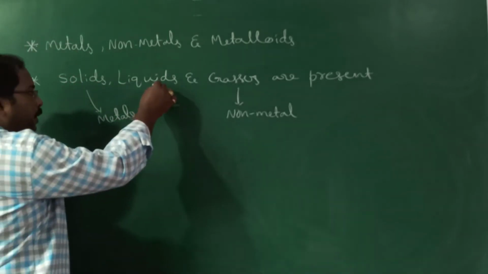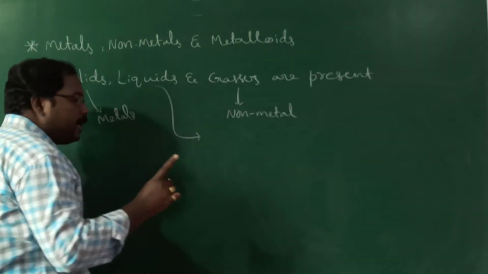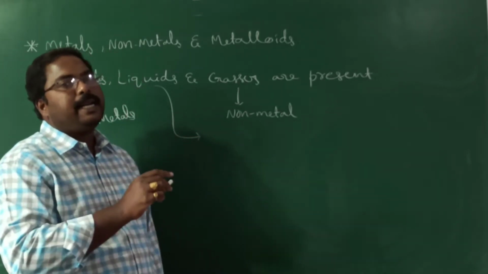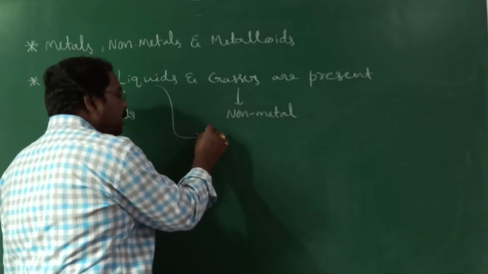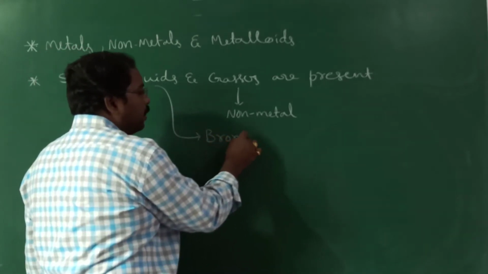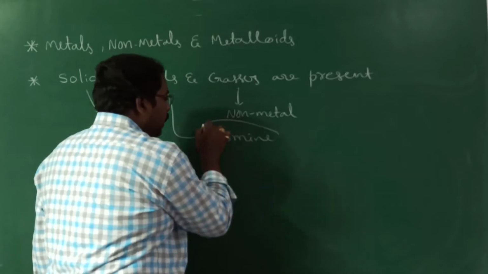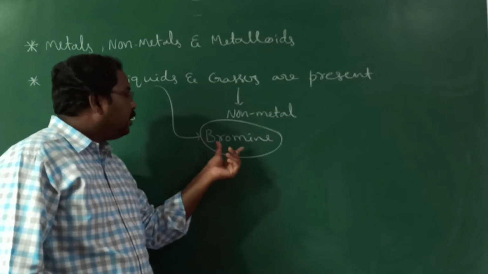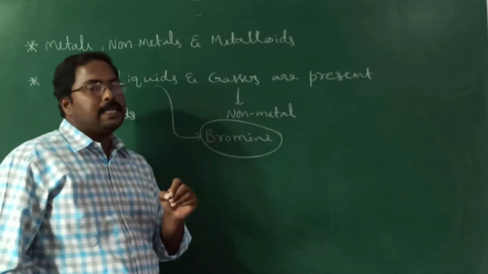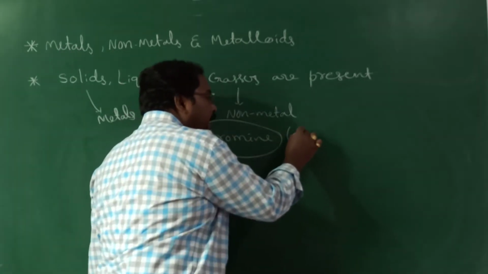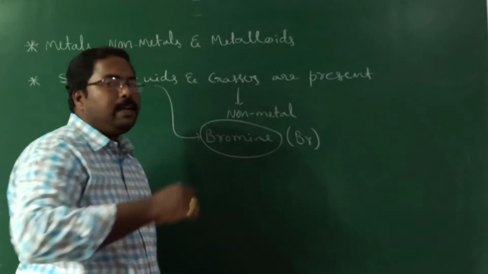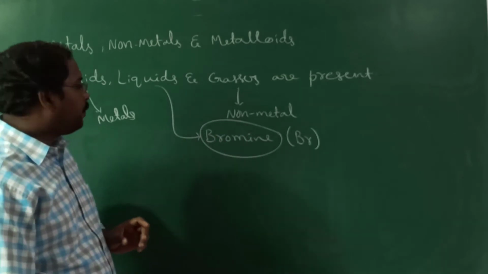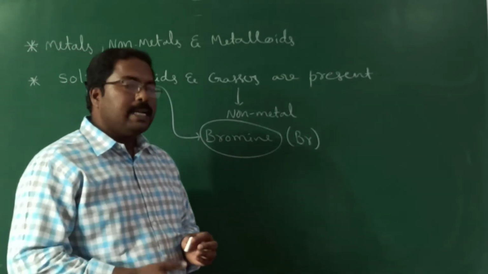But coming to the liquid, as I already told you, there is only one non-metal which is present in the liquid state at room temperature, that is bromine. Okay, right? Already we discussed this point. This is the only non-metal which is present in the liquid state at room temperature. The remaining non-metals will be present either in the gaseous state or in the solid state. Okay, this is about physical state.